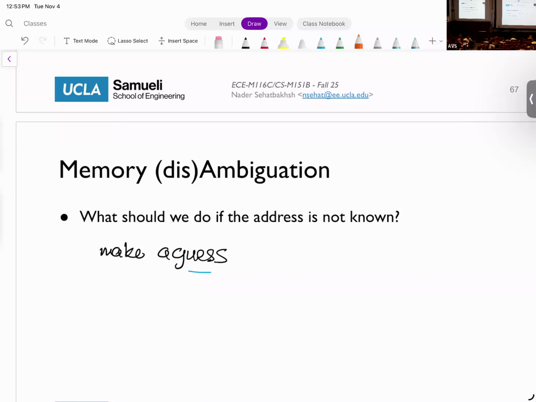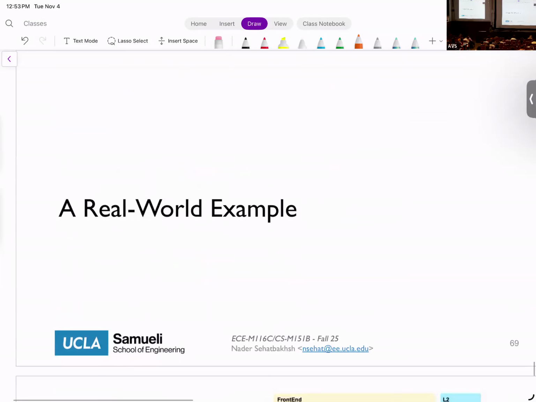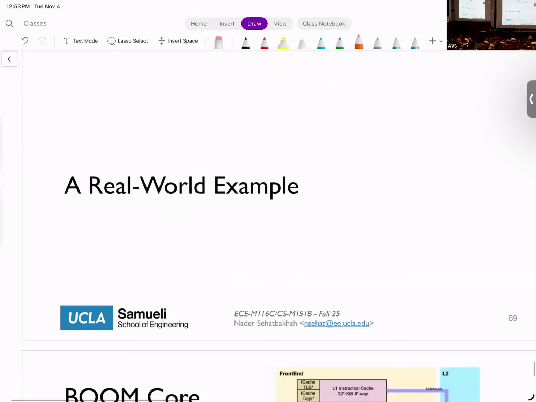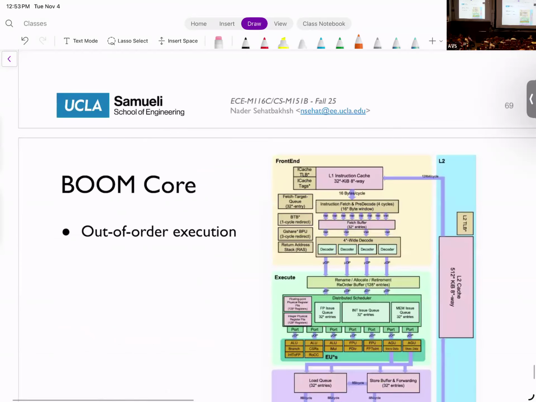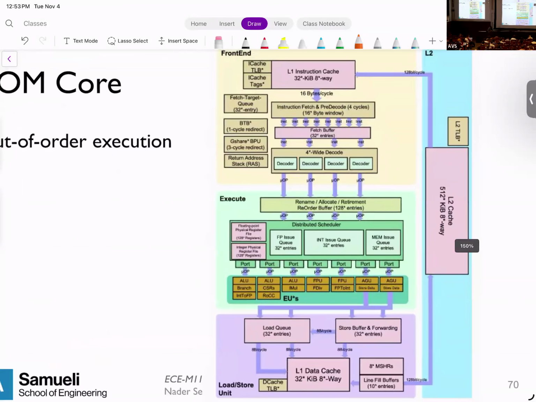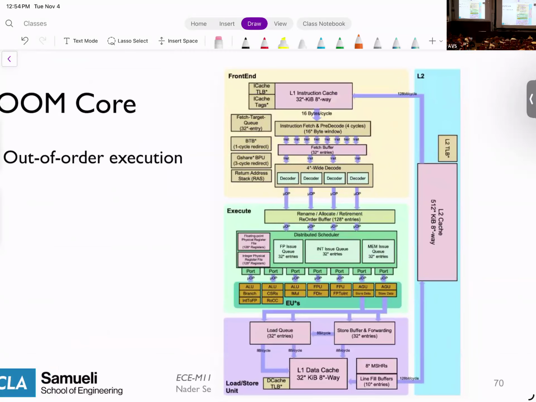Any other questions? All right. So I'm going to finish the discussion of out of order execution with a real world example. This is the example of a design called BOOM. This is actually a RISC-V based processor that is available as an open source design. It's also been taped out.